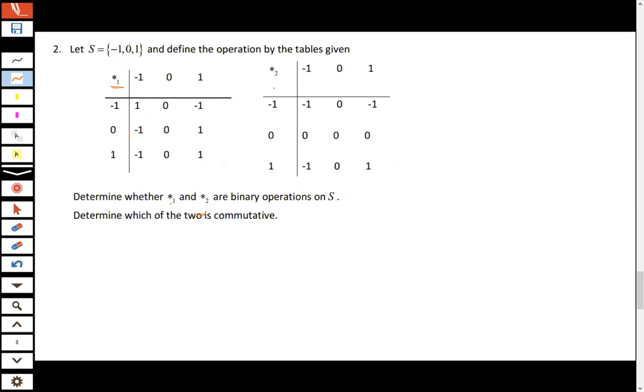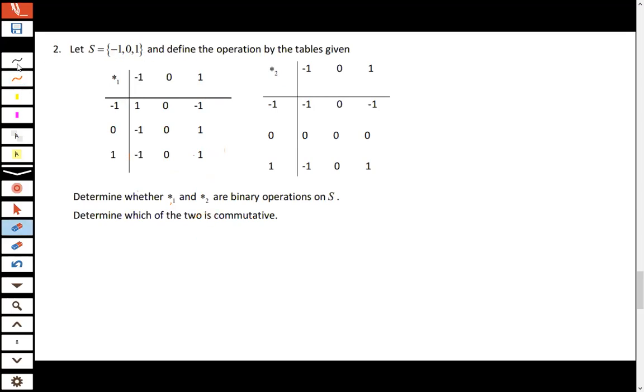So *1 and *2 are binary operations on the set S. Why? Because when you look at their results, they are all in the set. If, for instance, we had a 2 there, we would have said *1 is not a binary operation on the set S, because 2 is a foreign number, not part of the set S. But in this case, all the results that we found are in the set S. Hence, *1 and *2 are binary operations on the set S that has been given.